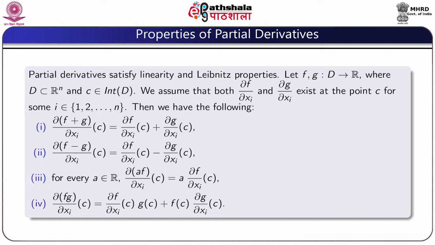Finally, we discuss regarding the product functions. We find that the partial derivative of the product function f g with respect to the ith variable at the point C equals ∂f/∂xi at the point C multiplied by g(C) plus f(C) times ∂g/∂xi at the point C. This is what we mean by Leibniz property.